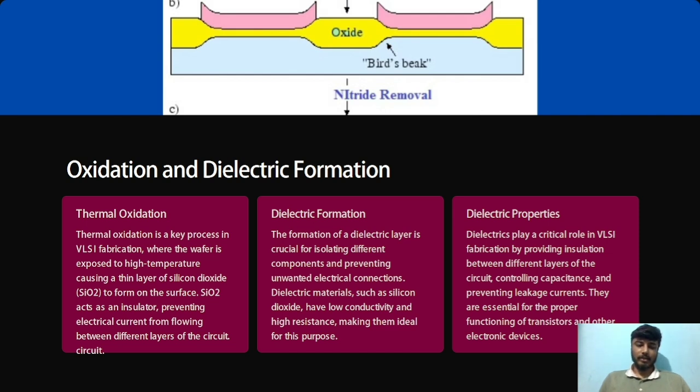Dielectric formation. The formation of the dielectric layer is crucial for isolating the different components and preventing unwanted electrical connections. Dielectric materials such as silicon dioxide have low conductivity and high resistance, making them ideal for this purpose. Dielectric properties. Dielectric plays a critical role in the VLSI fabrication by providing insulation between different layers of the circuit, controlling capacitance, and preventing the leakage of currents.